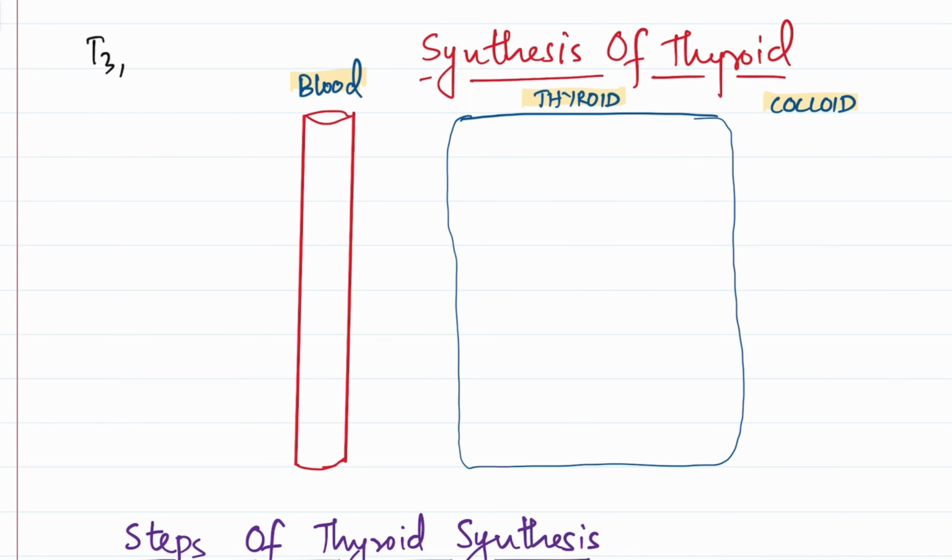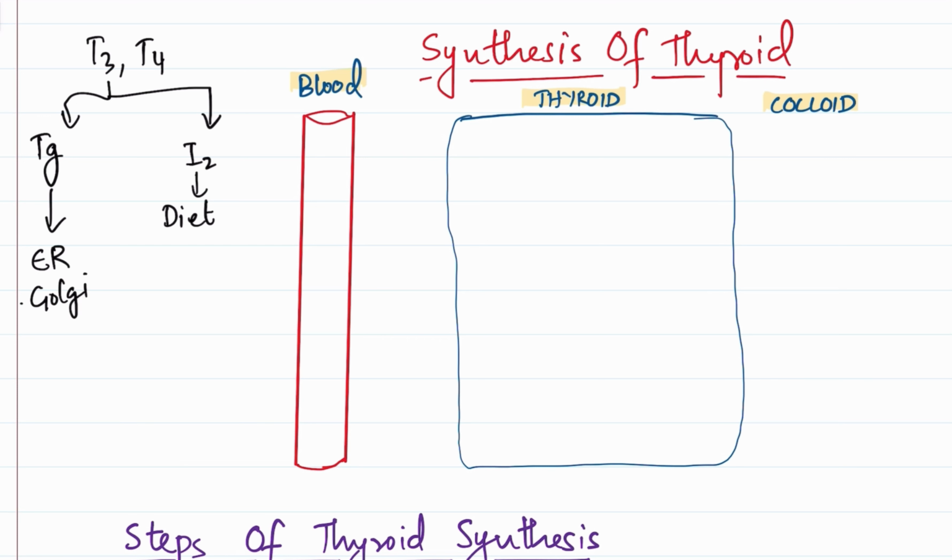The thyroid hormones are made up of two parts, that is thyroglobulin and iodine. From where do we get the iodine? The iodine is received from the diet, whereas the thyroglobulin is produced from the endoplasmic reticulum and the Golgi apparatus of follicular cells. So the endoplasmic reticulum and the Golgi apparatus are responsible for the synthesis of thyroglobulin.